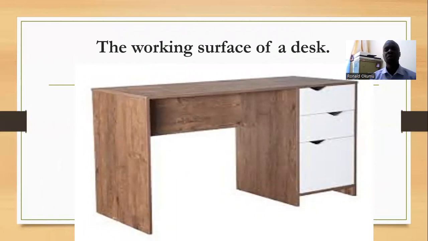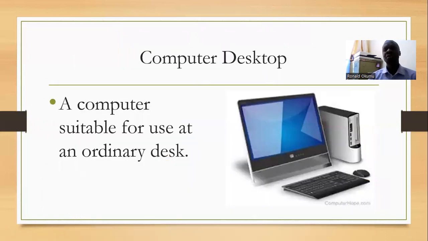Let's start by defining what a computer desktop is. First of all, when we talk of a desktop, it's just the working surface of a desk. That is generally what a desktop is. When we talk of a computer desktop, it can be defined in two ways. Somebody might understand a computer desktop, number one, as a computer suitable for use at an ordinary desk. This is a type of computer.